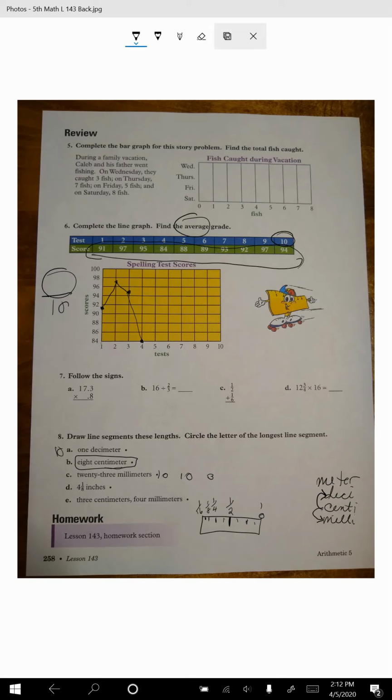All right. 3 centimeters and 4 millimeters. Once again, think about that. You can mark 3 of your centimeters, which are usually marked on your ruler, and then there'll be 4 millimeters within one of those centimeters.